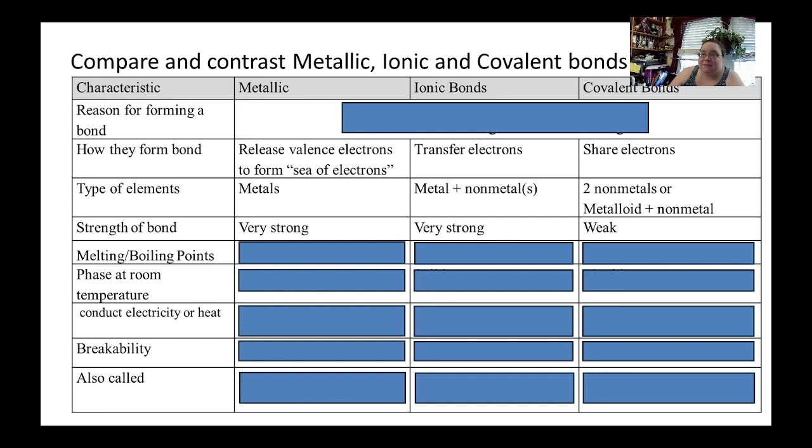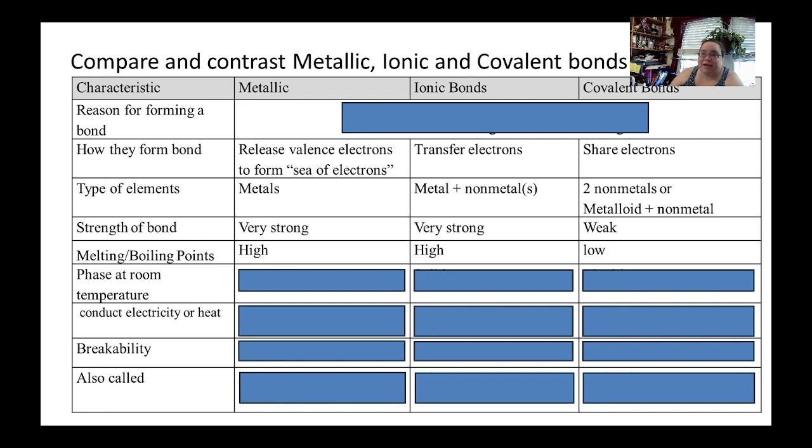So metallic and ionic bonds, because they are very strong, have extremely high melting and boiling points. Some ionic compounds do not melt until you get to like 500, 900, 1200 degrees Celsius. Same with some of our metals. They have very, very high melting and or boiling points. Where our covalent bonds have very low melting or boiling points because they are very weak bonds.